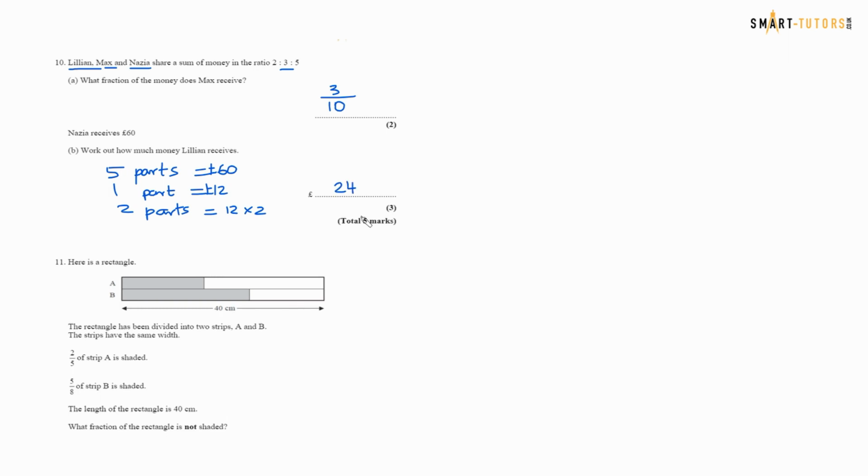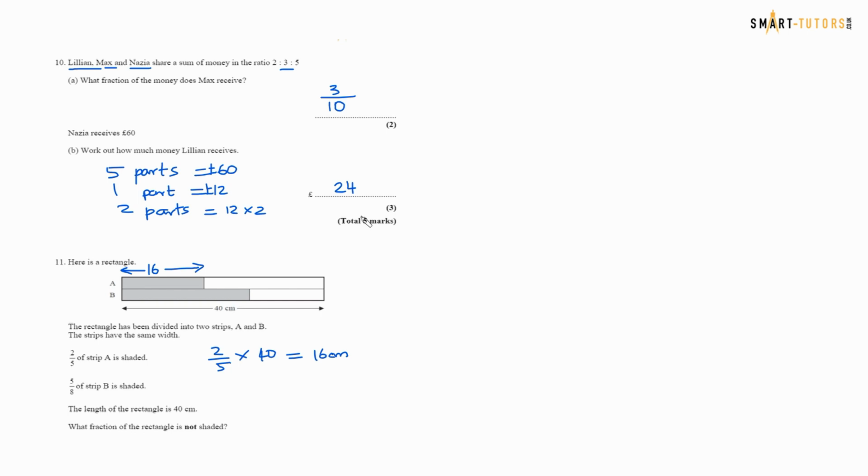Here is the rectangle. A is given, B is given, 40 centimeter length. The rectangle has been divided into 2 stripes, A and B. The stripes have the same length, 40 centimeter. 2/5 of the stripe A is shaded. So 2/5 of the 40 centimeter, which is 16 centimeter, is shaded. So this is 16 centimeter.